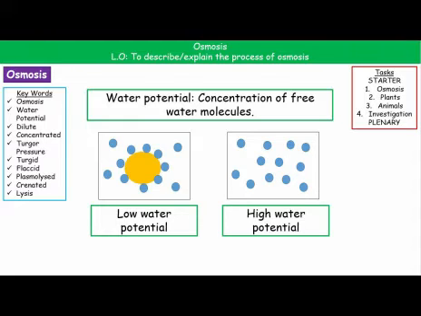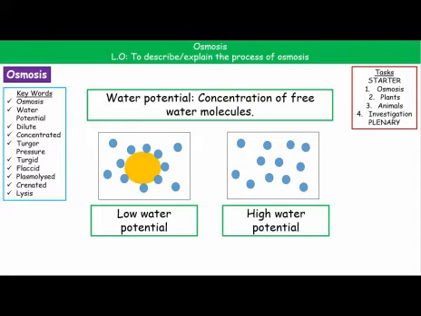So what we've got in the picture on the left is a low water potential. The big yellow blob in the middle is going to be a solute. It could be sugar, it could be urea, it could be anything, okay? And the little blue ones, they are water. Now what we can actually see is that lots of those water molecules have been attracted to the yellow blob, our solute. So that means the number of free water molecules has been reduced.